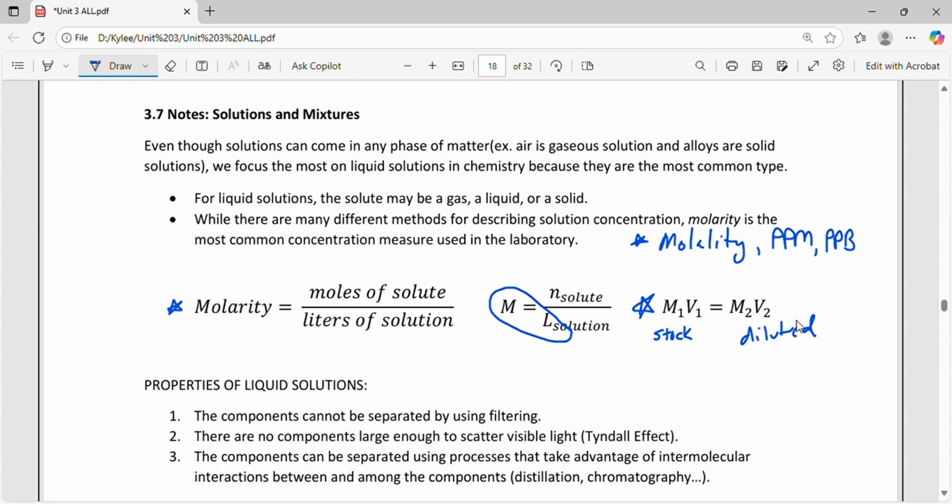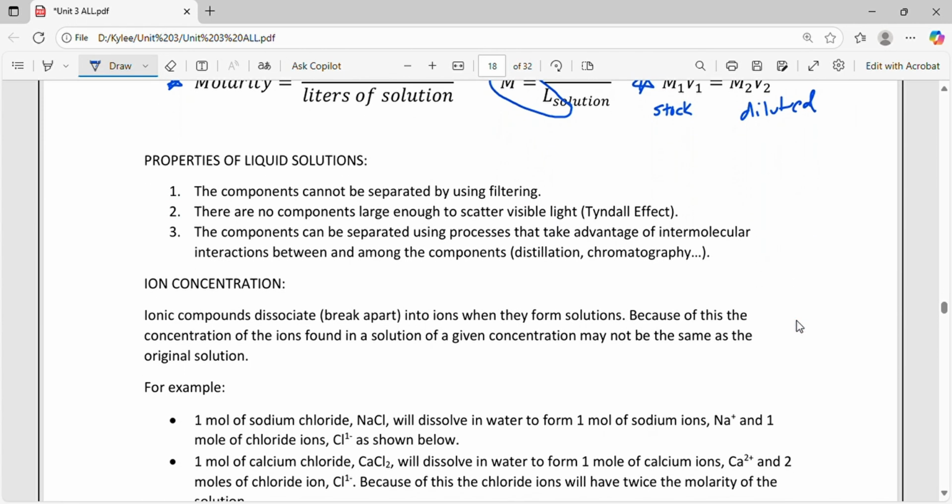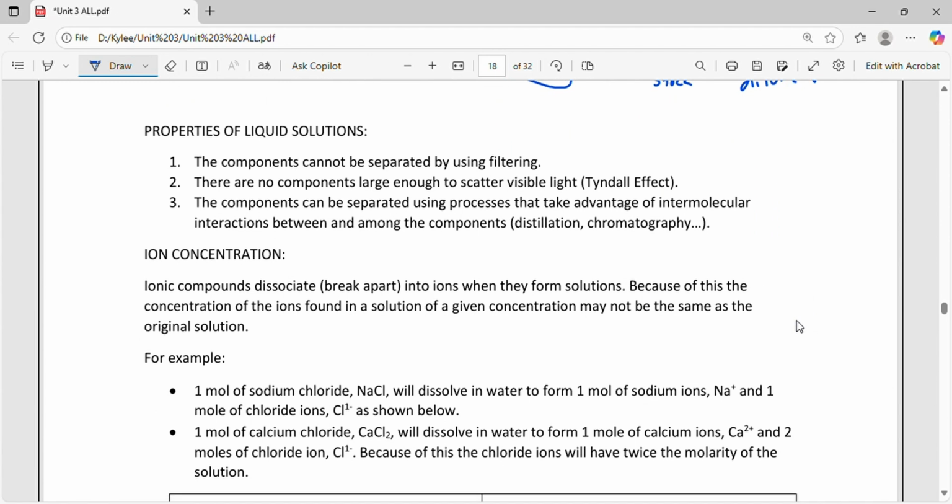equal to each other. Some properties of liquid solutions is that when we have a solution, we can't separate the contents by filtering. Filtering only works if I have something that is undissolved. There are no components large enough to scatter light, and that's called the Tyndall effect. If you want some cool videos, you can Google that.